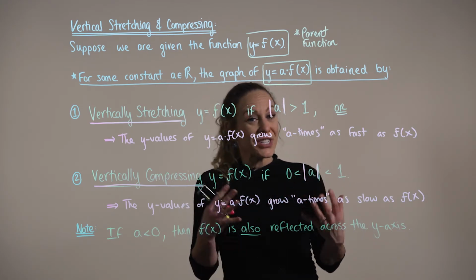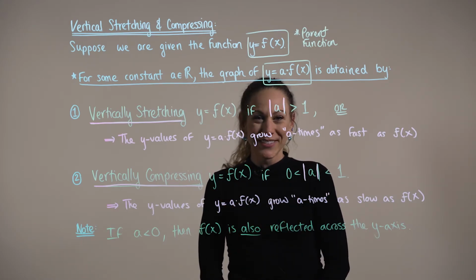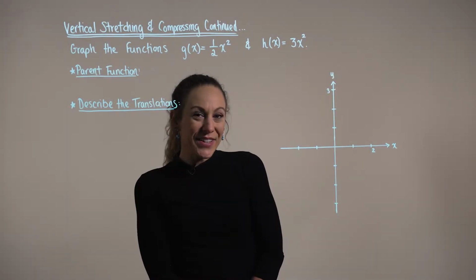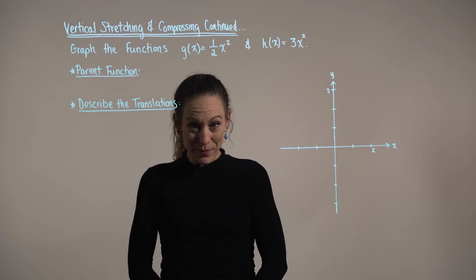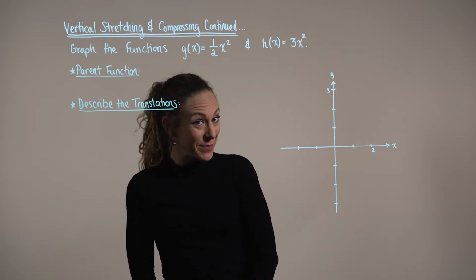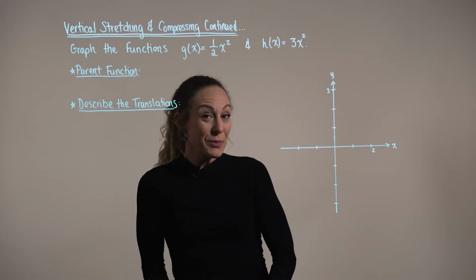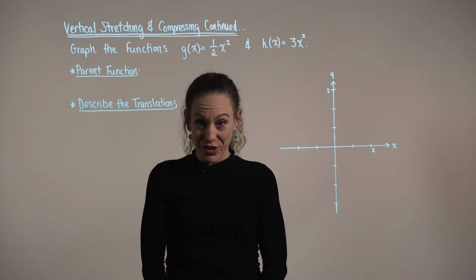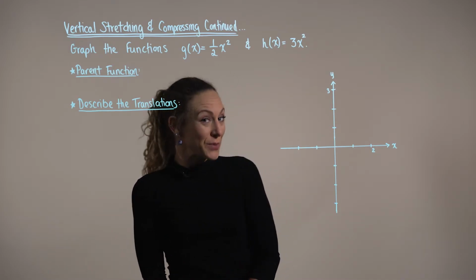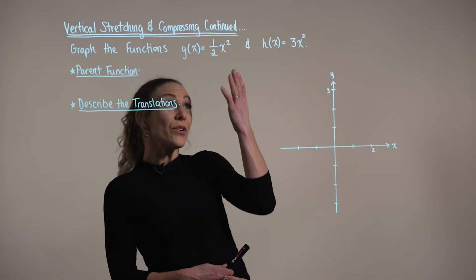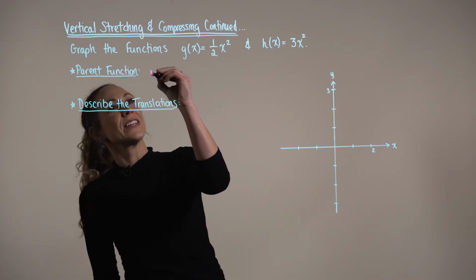Now, to better appreciate these vertical stretching and compressing of a graph, let's consider the following example. So here we are asked to graph the functions g of x is equal to 1/2 times x squared and h of x is equal to 3 times x squared. And as always, before we get started on sketching these graphs, let's begin by identifying the parent function for g and h, and then describing the individual translations needed to obtain those functions.